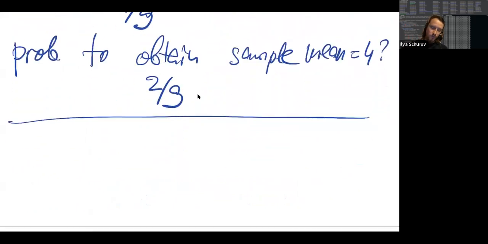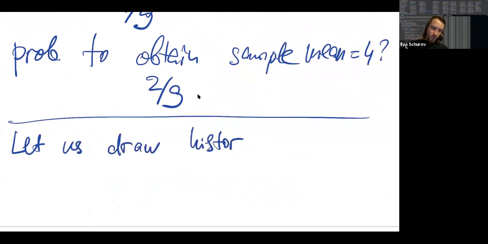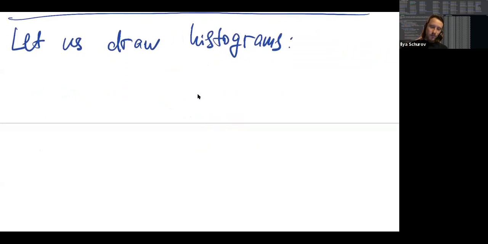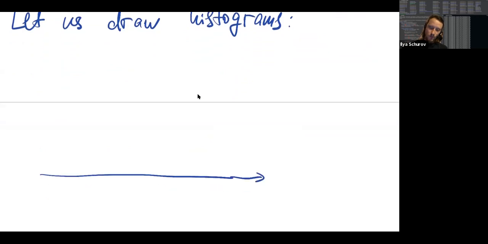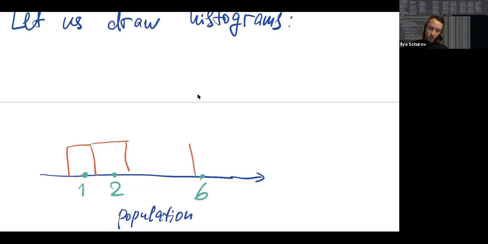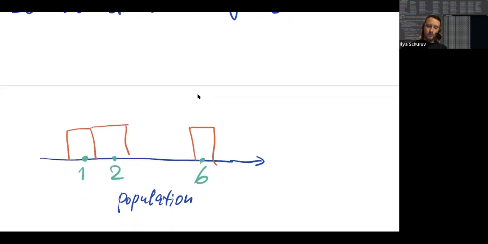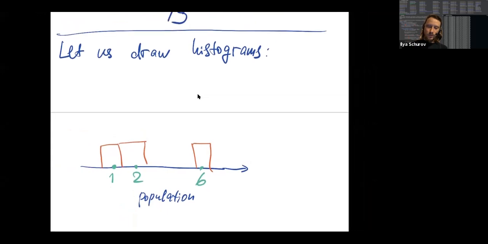I want to draw several histograms. You will actually do that at the practical lessons, but let us start by drawing them just by hand. First of all, I want to draw a histogram for population. So this is population. And we have 1, 2, and 6. And I will draw a histogram like this. I have only 3 numbers, and they are located like this.